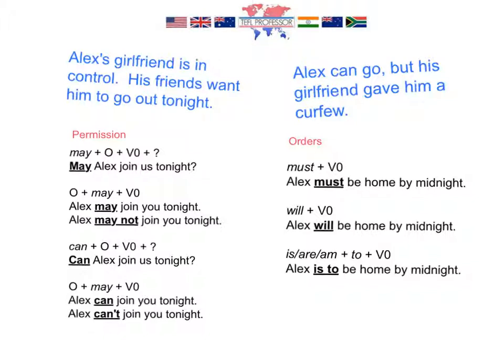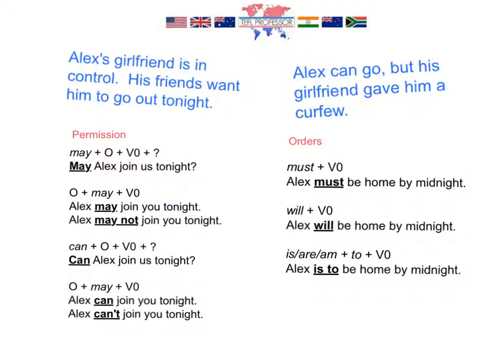So his friends ask his girlfriend, may Alex join us tonight? So you use this may. Now with permission, a lot of the times we're going to have questions you're going to see here, but we're also going to have some answers to these questions. So, may Alex join us tonight? Alex may join you tonight. This means that she has given her permission for Alex to join you. Alex may not join you tonight. So actually, this lack of permission is almost like a prohibition, which we'll get into a little bit later. But it's a very polite kind of permission way to say this.